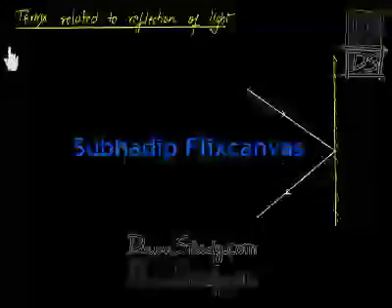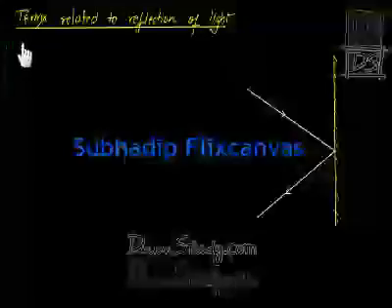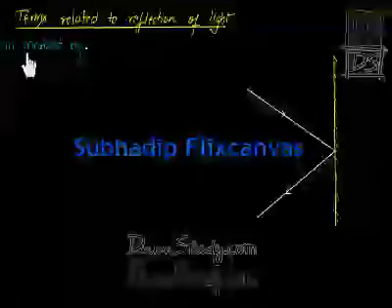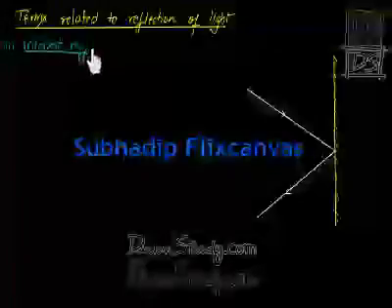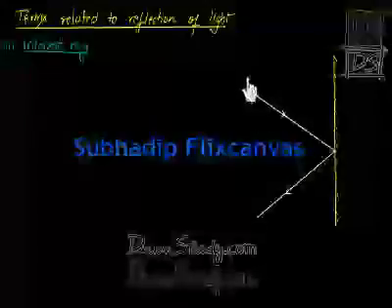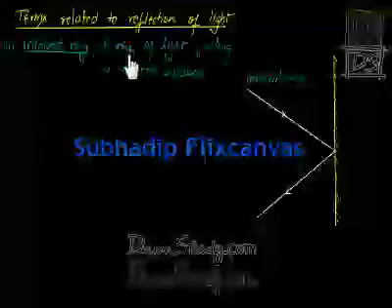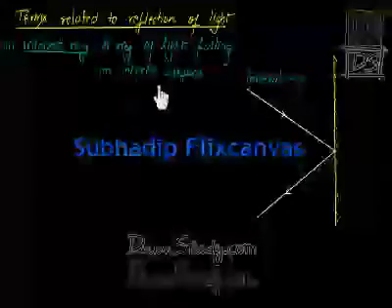I'm defining the very first term, which is very easy and you already must be knowing it. The first term which I'm defining is incident ray. Can you guess the meaning by the name itself? What do you think? This light ray which hits the mirror is called incident ray. Very simple. So how can we define incident ray? A ray of light falling on mirror surface.